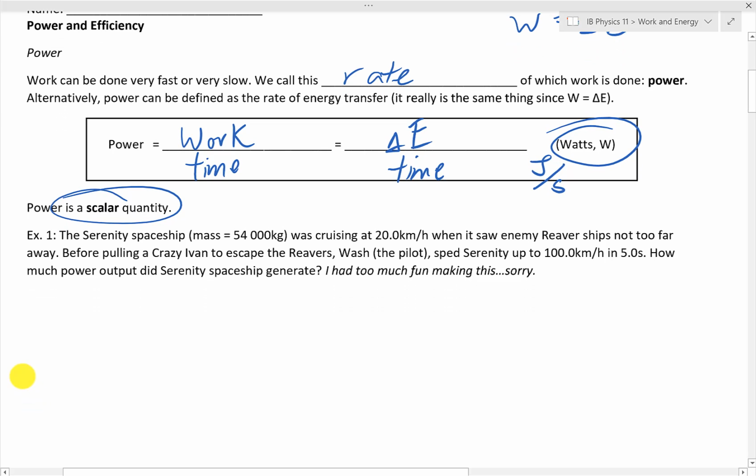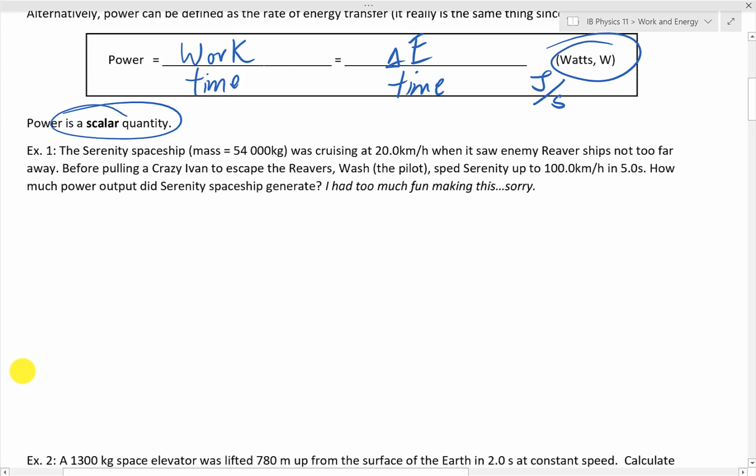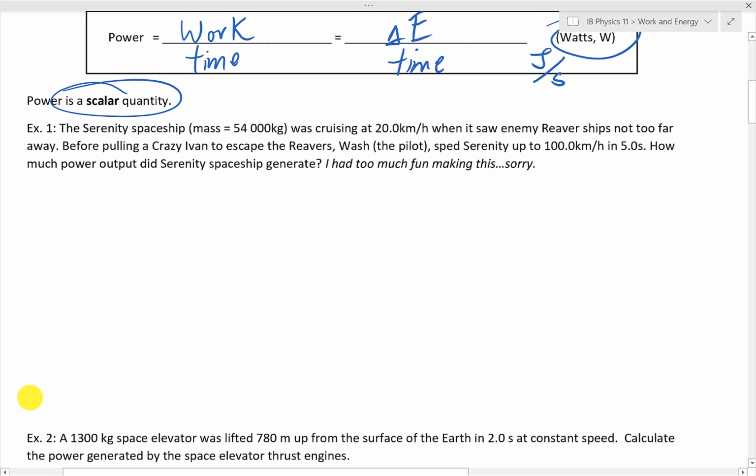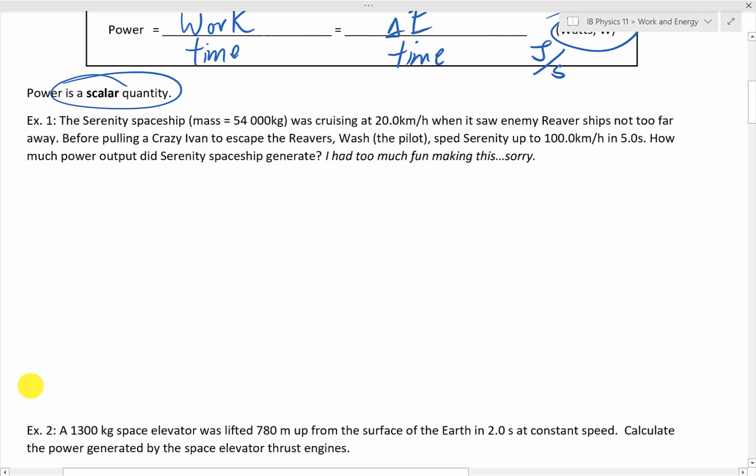Okay, so let's quickly get into an example, which is what I want to do here. Example 1 is me, example 2 is you. So let's get started. The Serenity spaceship. Any of you have watched Firefly? Yeah, it stopped after one season. It's unfortunate. Watch the movie though.